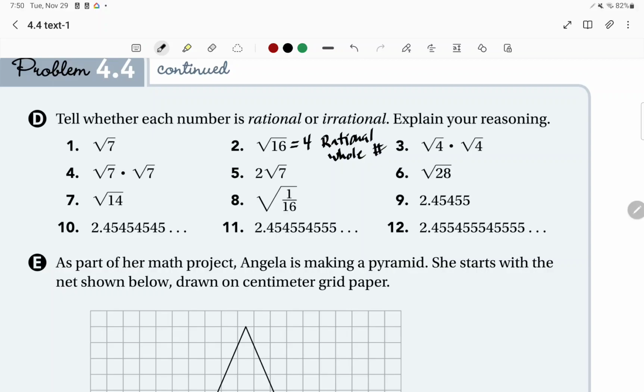Okay, so it's very important that you put a quick explanation of why it's rational or irrational, because you will be expected to do the same on tests or quizzes. Go ahead and go through numbers 1 through 12 and then come back to the video.